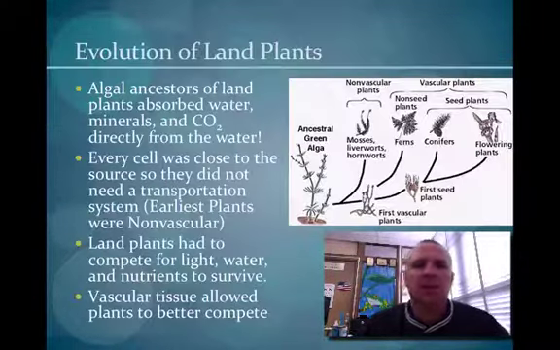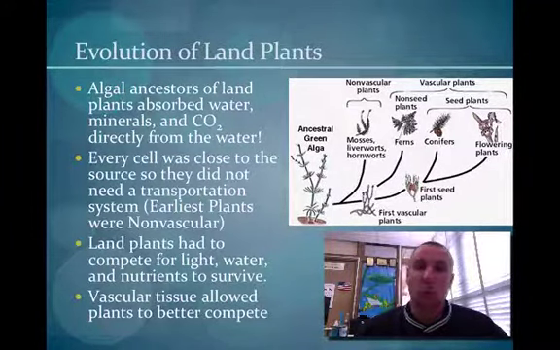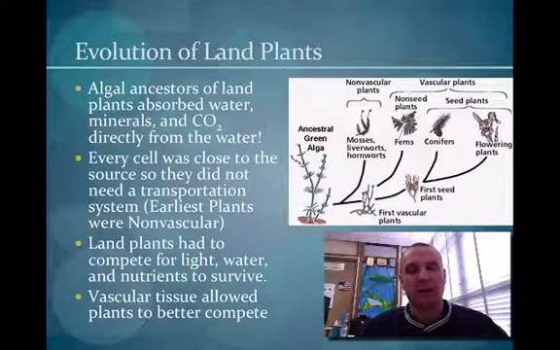Now, when we think about the evolution of plants, we need to think about where plants came from. Originally, green algae were their ancestors, and they lived in water. With their close proximity to water, they didn't have to have a way to transport water throughout the plant. So these algae were non-vascular. They didn't have xylem and phloem.